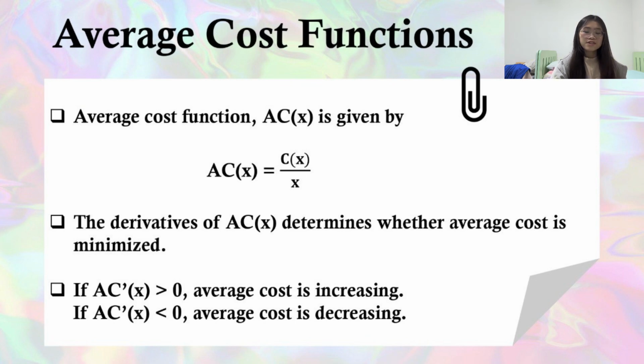Next, this slide is about the average cost function. The average cost function is given by this formula, which is the cost function divided by x. The derivative of the average cost function determines where the average cost is minimized. If the derivative of the average cost function is greater than 0, it means that the average cost is increasing as x increases. However, when the derivative is smaller than 0, it means that the average cost is decreasing as x increases.